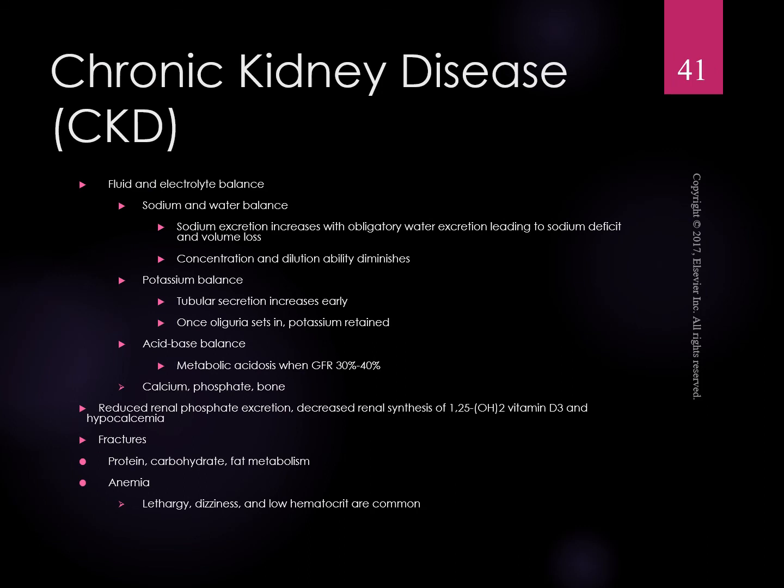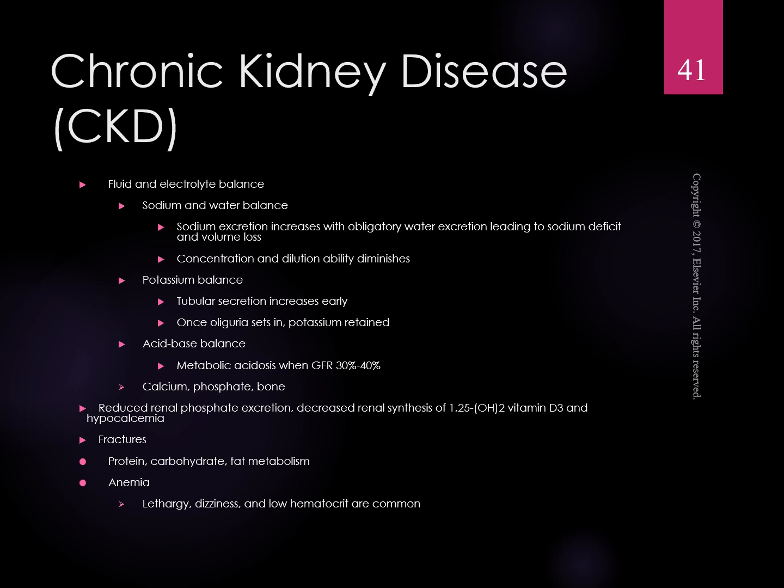So, with chronic kidney disease, fluid and electrolyte balance, we have sodium and water balance. Sodium excretion increases with obligatory water excretion, leading to sodium deficit and water volume loss. Concentration and dilution ability diminishes. Potassium balance: tubular secretion increases early. Once oliguria sets in, potassium is retained.